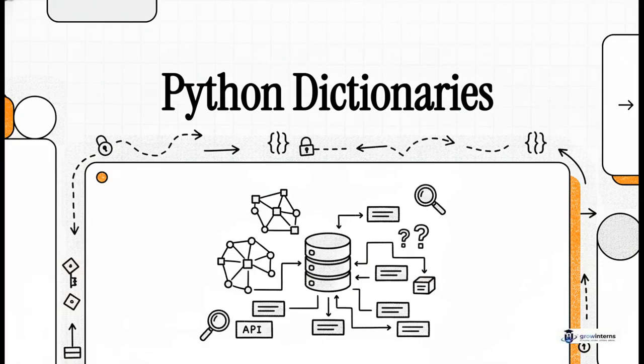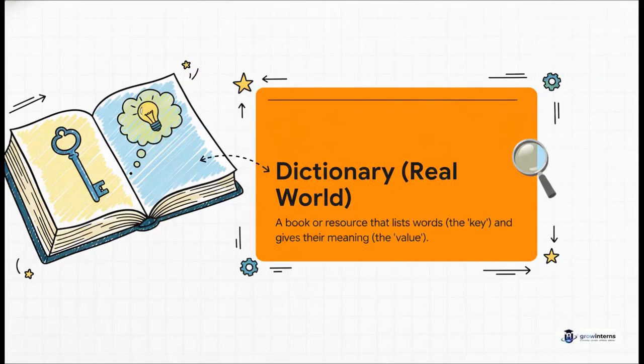Welcome to The Explainer. Today, we are diving deep into one of Python's most powerful and, honestly, most useful tools, the dictionary. If you've ever wondered how your favorite apps seem to magically get all their data, well, this is the secret sauce.